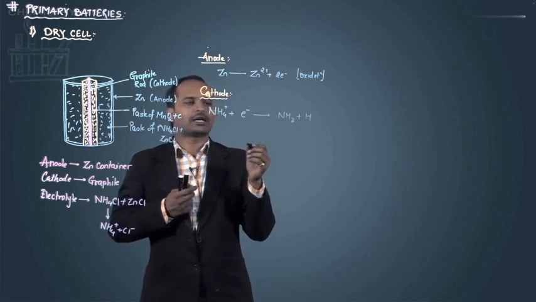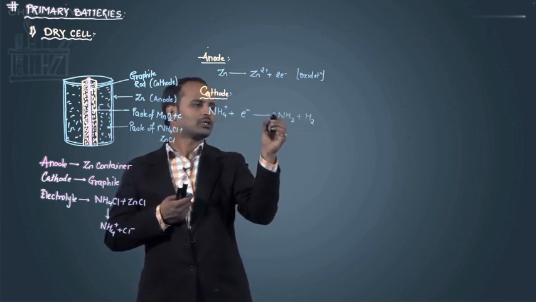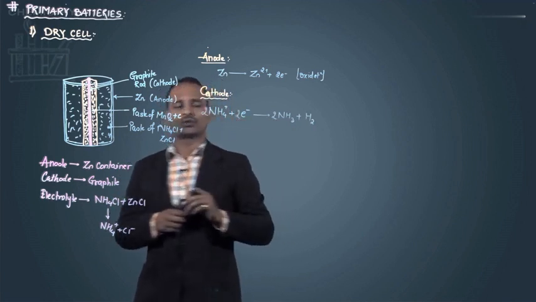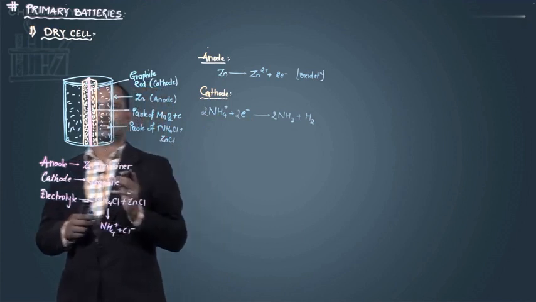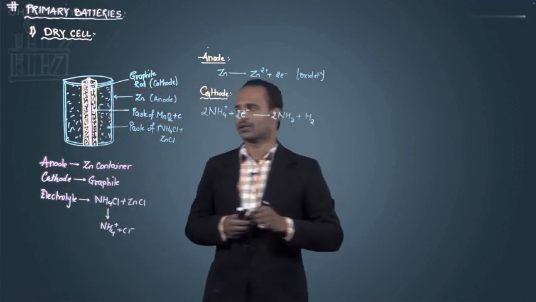But as we know, hydrogen never exists in the monoatomic form, so it should be H2. To get H2, it takes 2 electrons. So on the cathode, this reaction is taking place. That is, ammonium ions get attracted to the cathode, gain electrons, and produce ammonia gas and hydrogen gas.